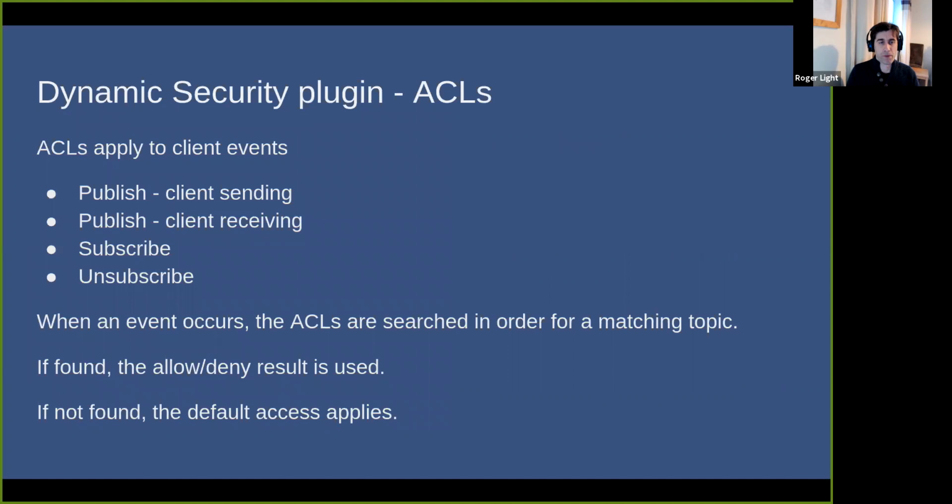So I've mentioned the clients, the groups, and the roles. So the ACLs sit within the roles, and they apply to the different client events that occur when they're trying to communicate. So publishing, subscribing, and unsubscribing. And we've also split the publishing event down into 2 different types, which is when the client is sending a message to the broker or it is receiving a message from the broker.